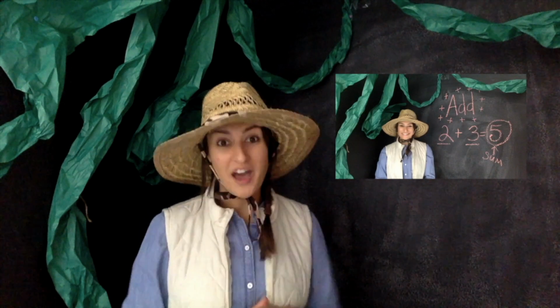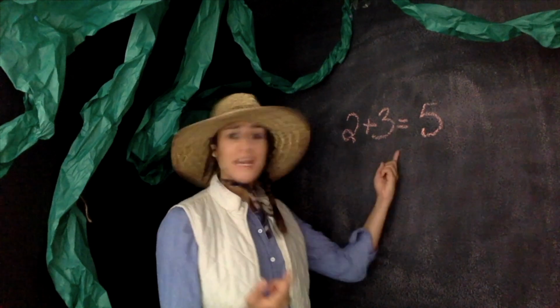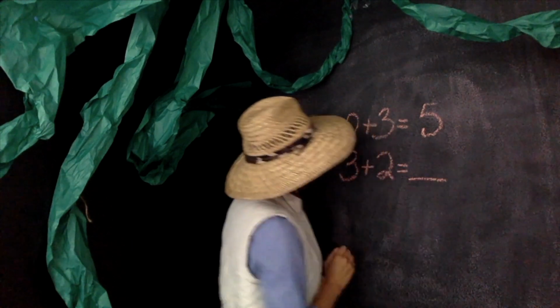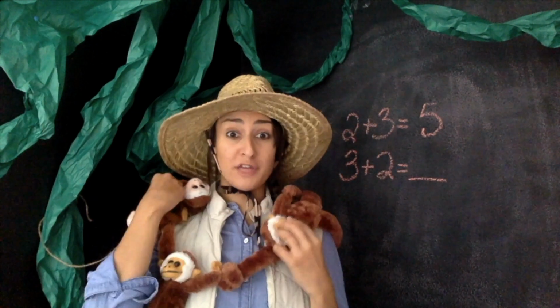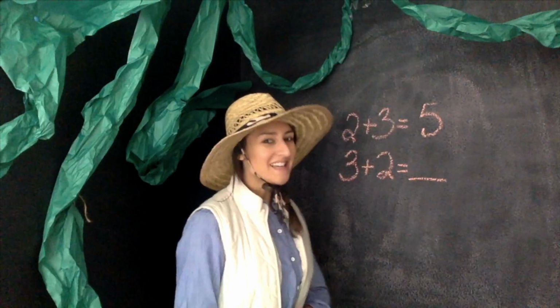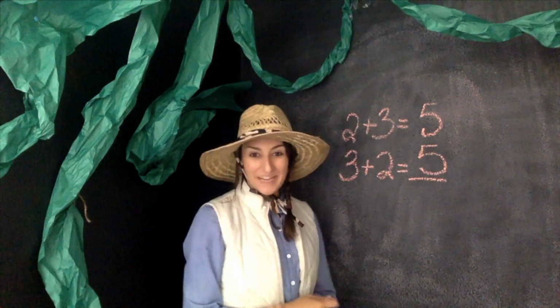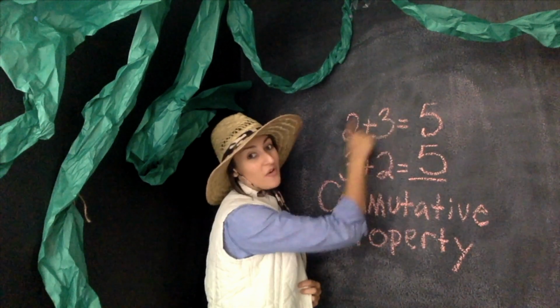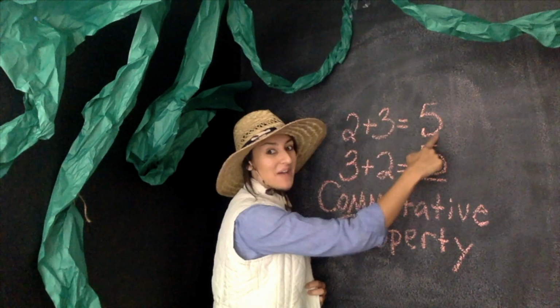Now earlier today, when my friends joined us, we started off with 2 monkeys plus 3 monkeys, and all together we found that the sum equaled 5. Now, what happens if we change the order? Well, let's see. So let's start off this time with our 3 monkey friends, then add our 2 monkey friends. So how many monkey friends do we have all together? You guessed it. It's the same. This is called the commutative property. You can change the order of the numbers you add together, and the sum remains the same.